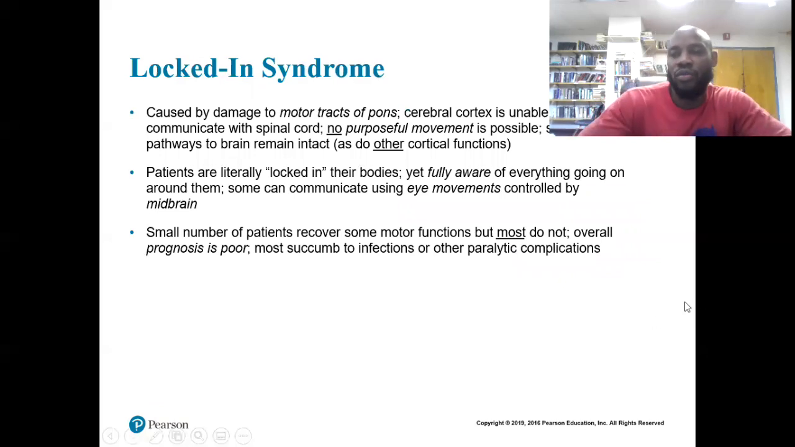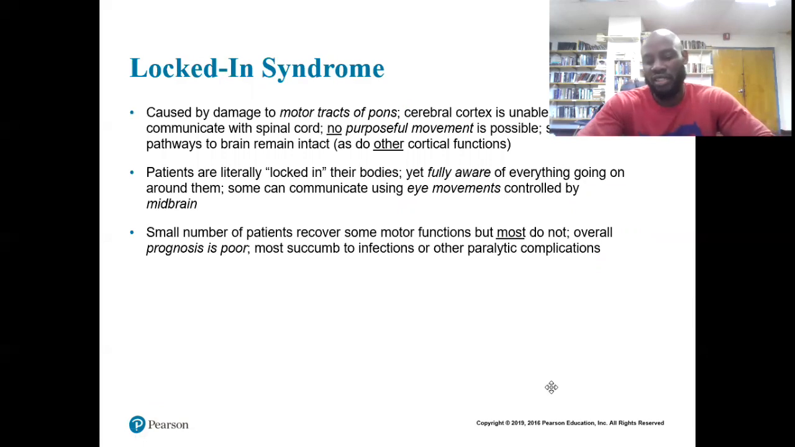All right, locked-in syndrome. We always try to apply some of the things that we've learned in this class to real life. It's caused by damage to the motor tracts of the pons. The cerebral cortex is unable to communicate with the spinal cord. And what happens? No purposeful movement is possible. Also, sensory pathways to the brain remain intact, right? So they can't move, but they can sense things. Patients are literally locked in their bodies, yet fully aware of everything going on. We may say paralyzed, but they realize everything that's happening. Some can communicate using eye movements controlled by the midbrain.